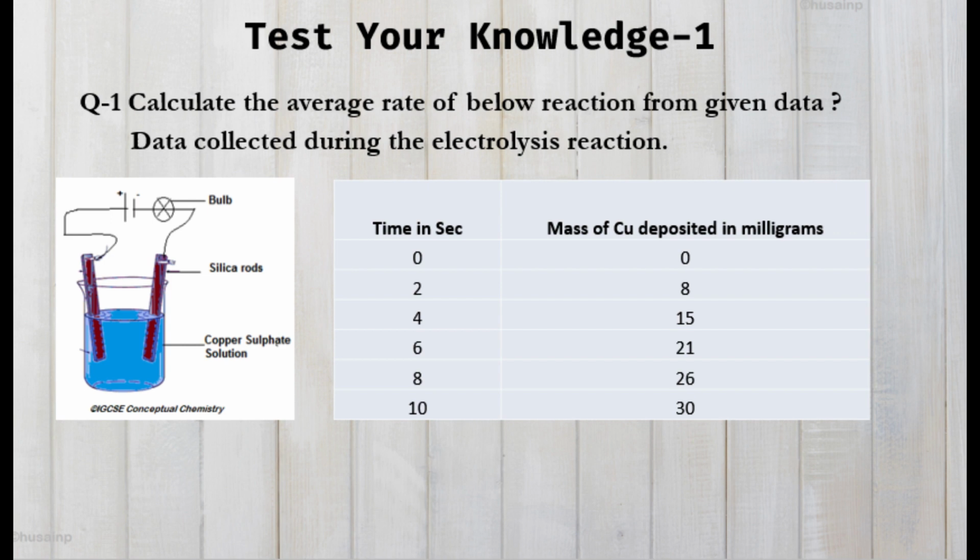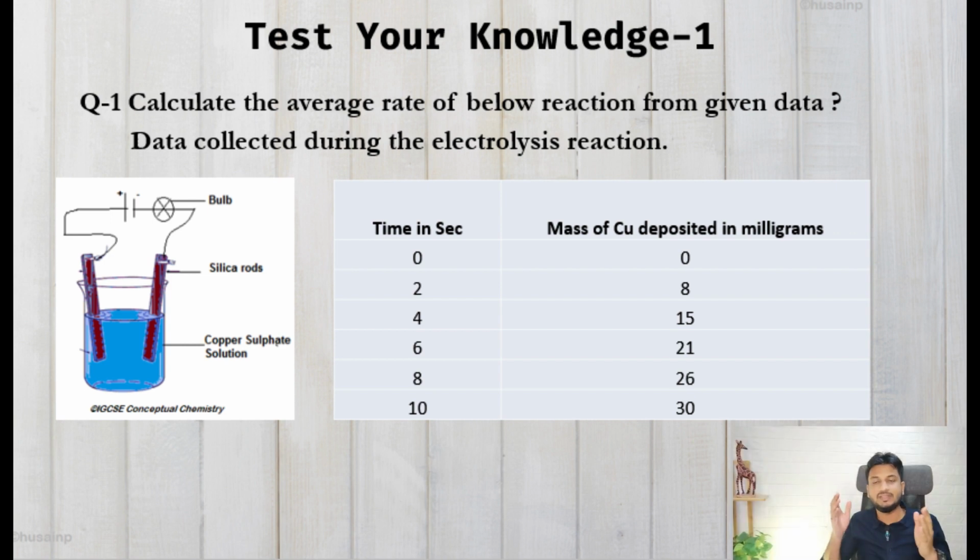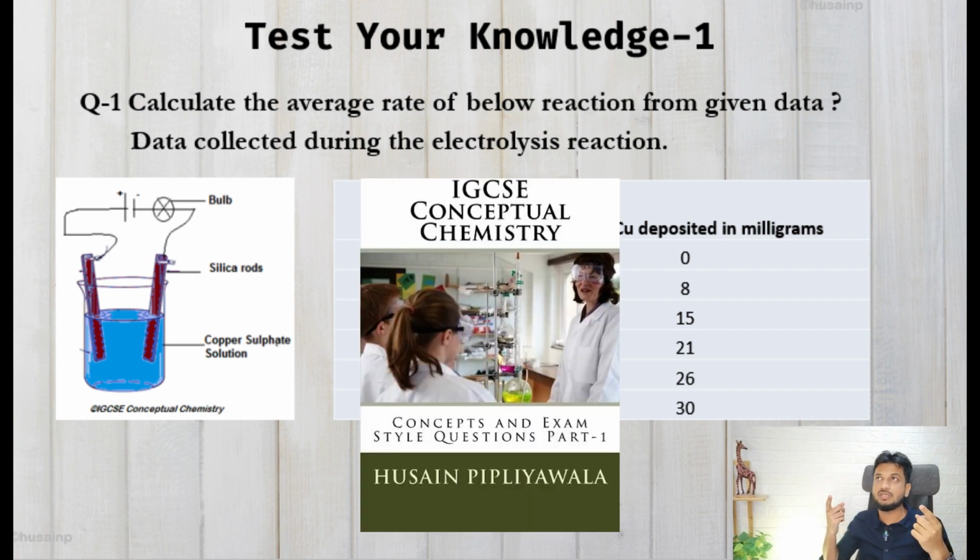Alright, so if you see the question here, the question says calculate the average rate of the below reaction from the given data. And you see this is a reaction example taken from IGCSE Conceptual Chemistry. That's the book I authored for Cambridge Chemistry in 2016. So the book is available on Amazon. You can refer to it for your basic chemistry studies.